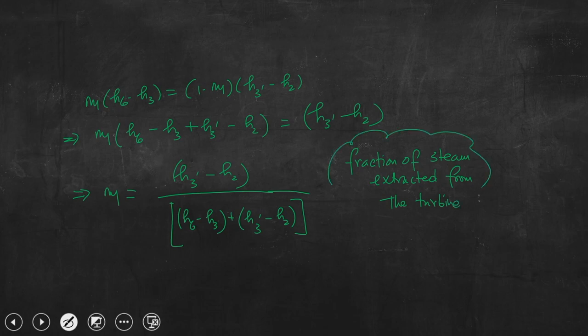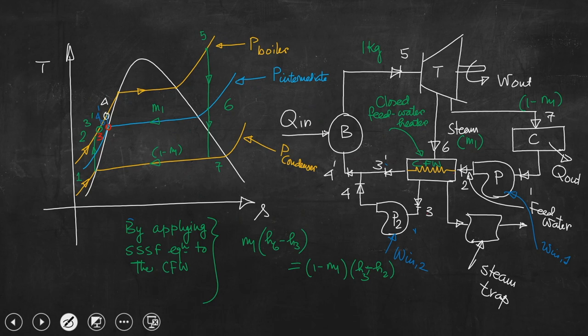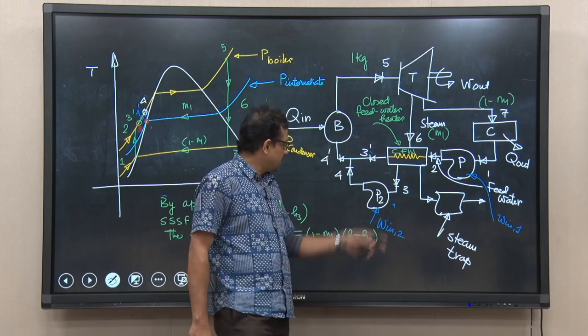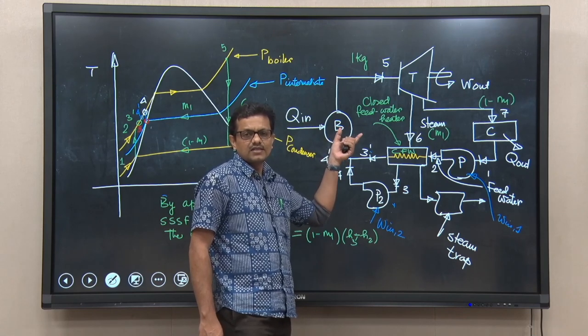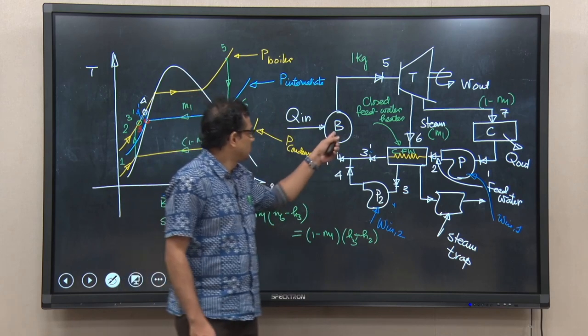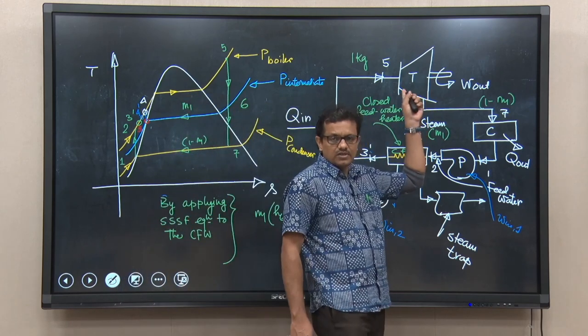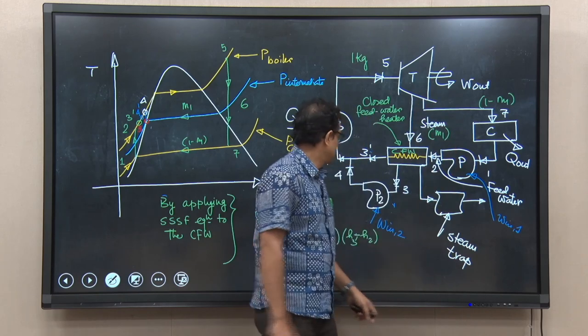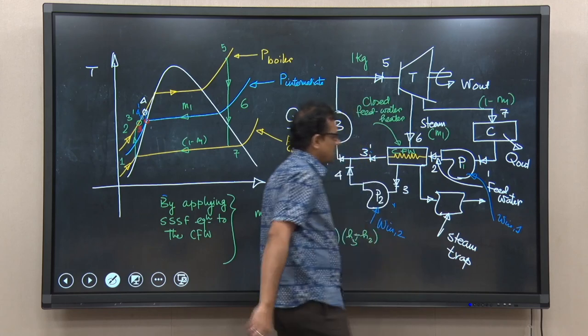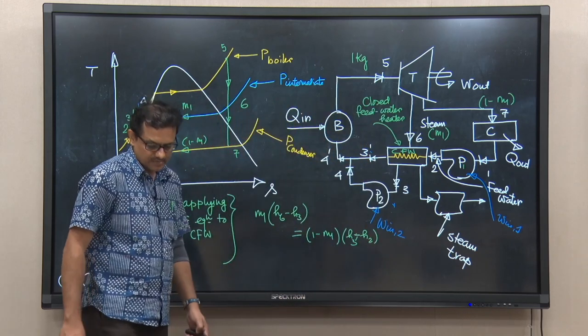So, this is the important part. I am not going to write the expression of Q in, W out, W in 2, W in 1 and Q out, because you can calculate again all these expressions by applying the steady state steady flow equation to the processes in the boiler, turbine, condenser and these two pumps. So, this is P 1.